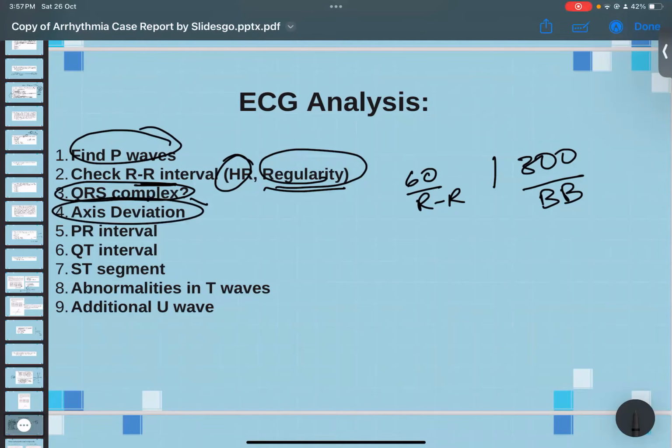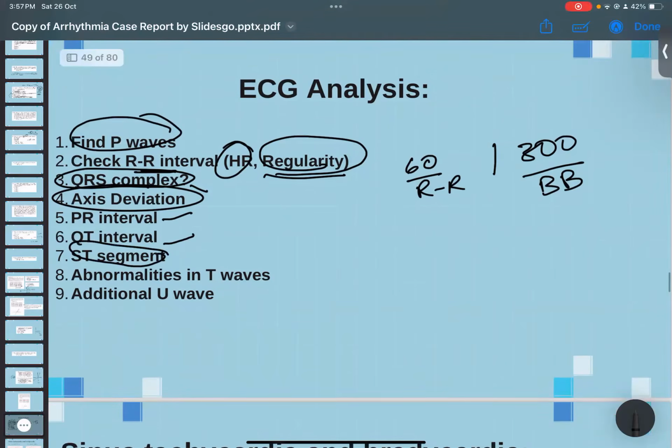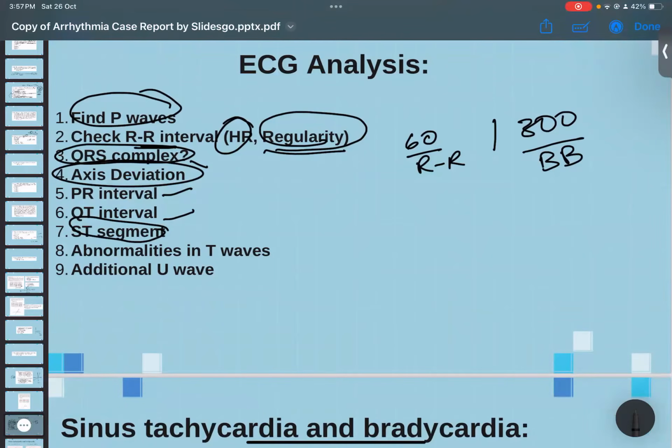And then after axis deviation, you will check for the intervals. So you'll check for PR, whether it's prolonged or short. You're going to check for QT segments, and you're going to check for the ST segment as well to determine if there's any STEMI or NSTEMI. Then you want to check if there are any abnormalities within the T waves or if there's an additional U wave.